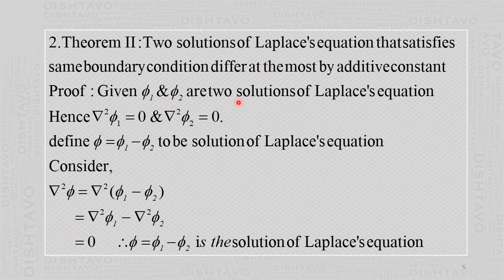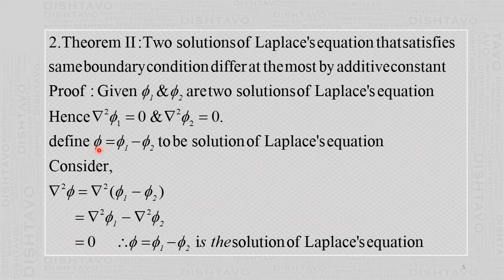Suppose phi 1 and phi 2 are two solutions of Laplace's equation, then they will satisfy the Laplace equation, del square phi 1 equal to 0 and del square phi 2 equal to 0. Now define phi equal to phi 1 minus phi 2 to be the solution of Laplace's equation. Here suppose phi is 0, then phi 1 equal to phi 2. If phi equal to constant, then phi 1 equal to phi 2 plus constant. That means they will differ at the most by some constant.